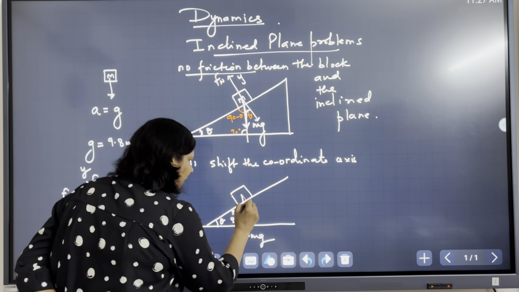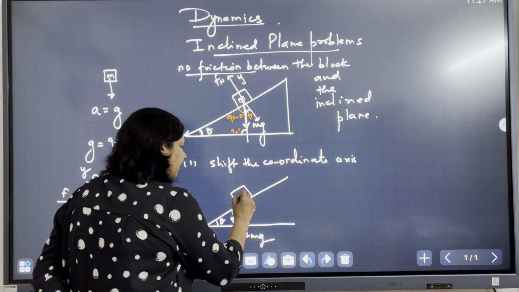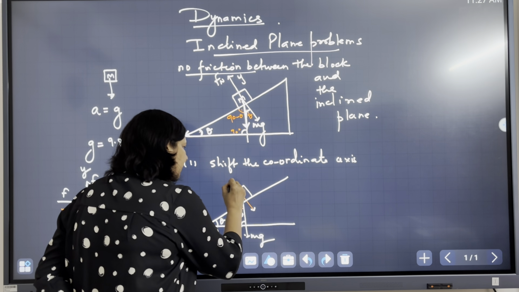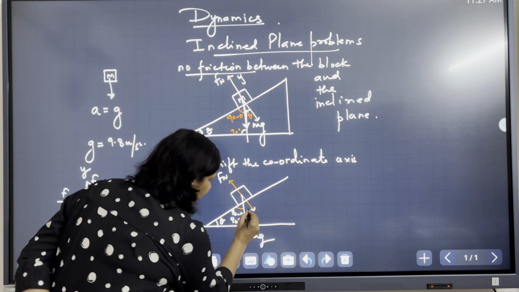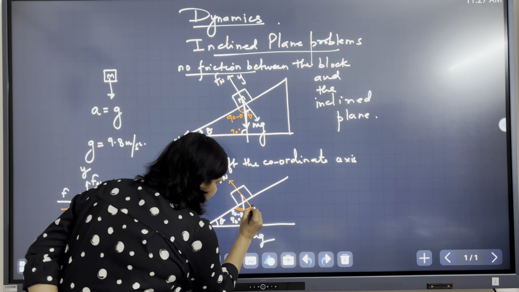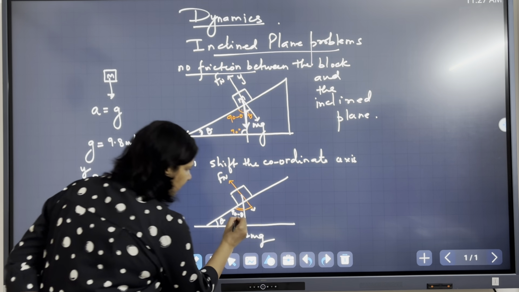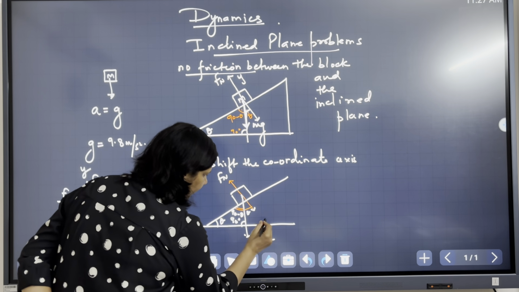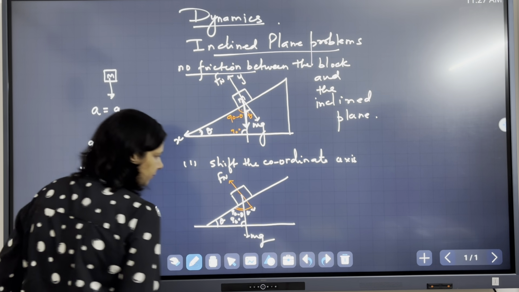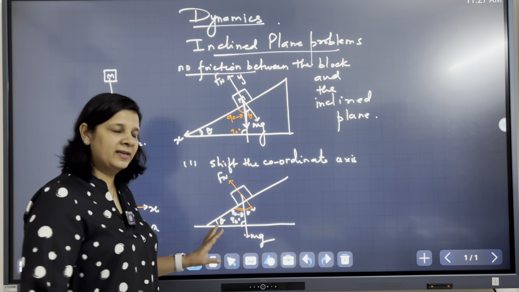Why am I drawing this? Because I need the normal force that will be perpendicular to the surface. This will be the normal force, right? So this whole angle is 90 degrees. If this is 90 minus theta, this will be theta. Okay, I hope the angles are clear.